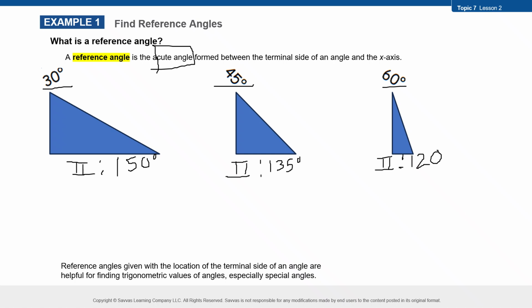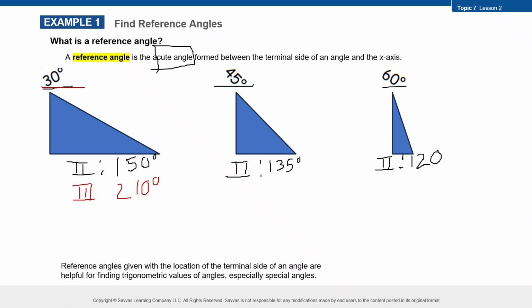Now, in quadrant 3, you have a situation like this. In quadrant 3, the angle with a reference angle of 30 degrees is going to be 210. All right? Because 210 minus 180 is going to still give you 30 degrees. Again, acute angle. So that's how you do that.